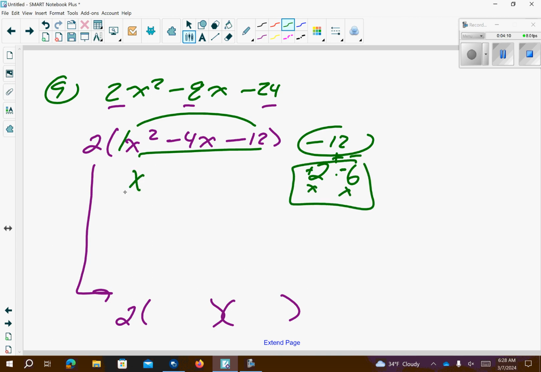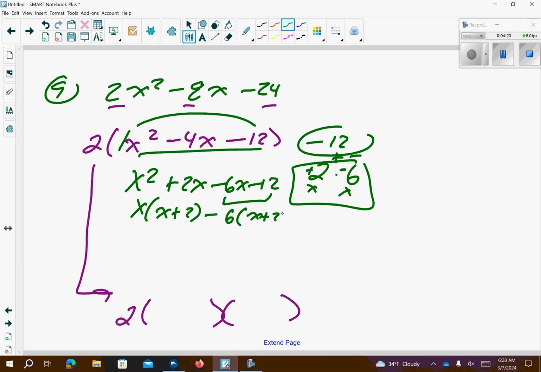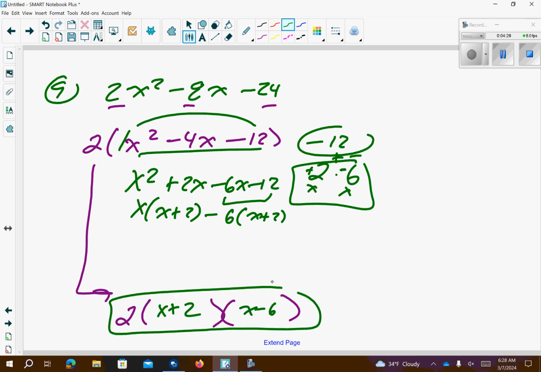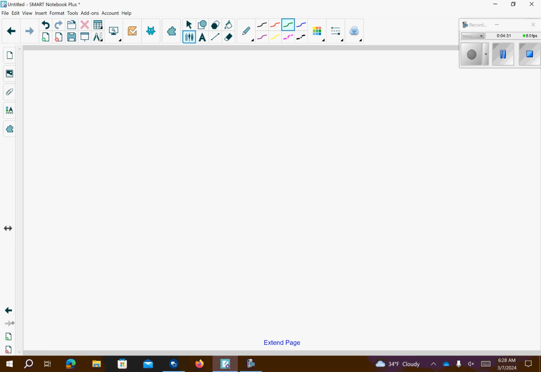Bring that straight down. Put those 2 in any order you want. Factor an x out of the first 2. The minus sign comes down. Factor a 6 out of the second 2. So then I'm going to get x plus 2 and x minus 6. Notice the 2 is part of the answer, so you want to keep that there. Number 10, we will do at the end of this video.